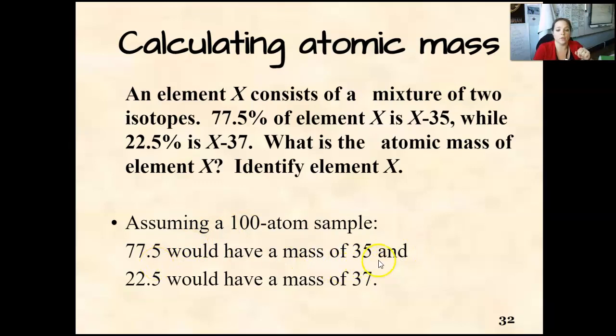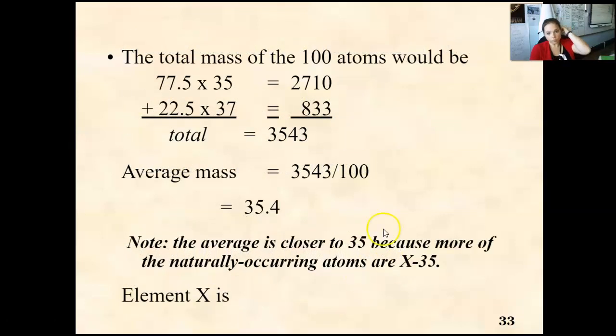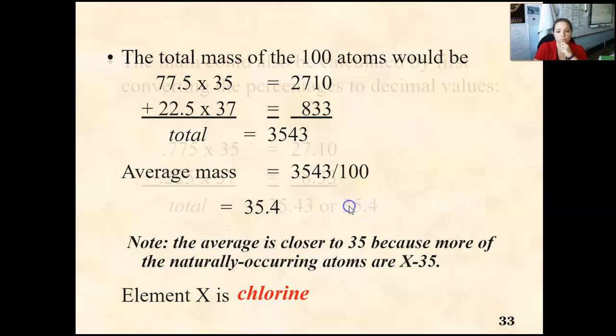77.5 would have a mass of 35, and 22.5 would have a mass of 37. So if I multiply these out, I get this right here, and I would get the total of 3,543. I just got to take the average of that mass and divide it by 100, and I get 35.4. Well, which element is 35.4? That element would be chlorine, because that's the weight. We're looking at the weight, the AMUs, not the proton number.